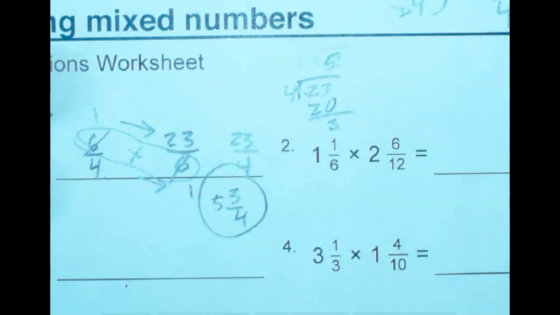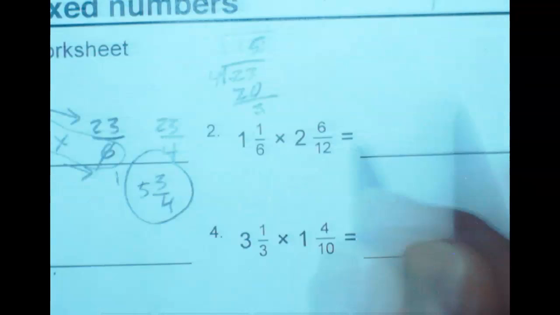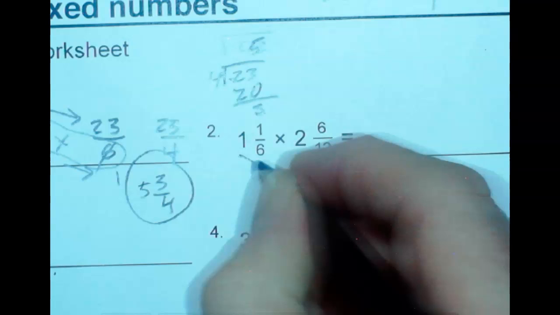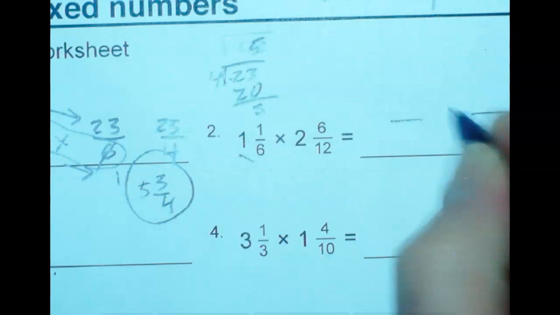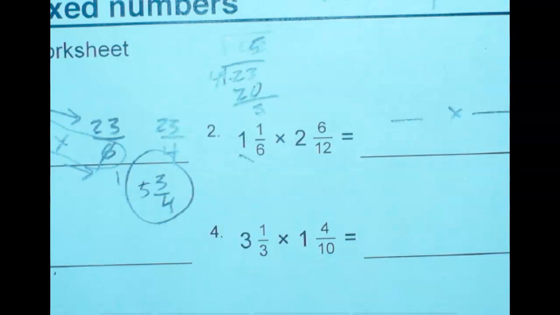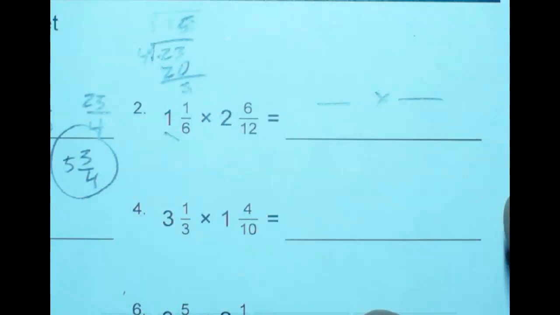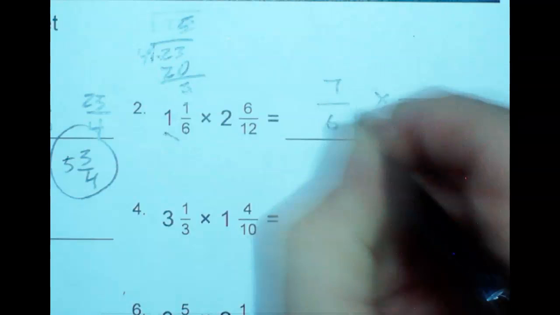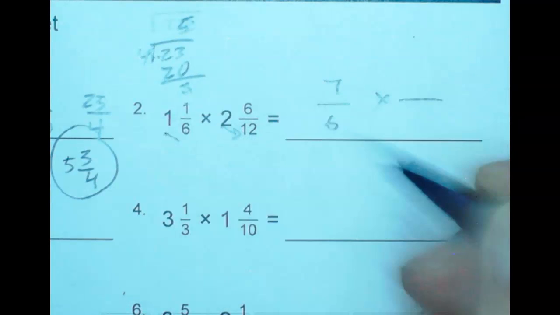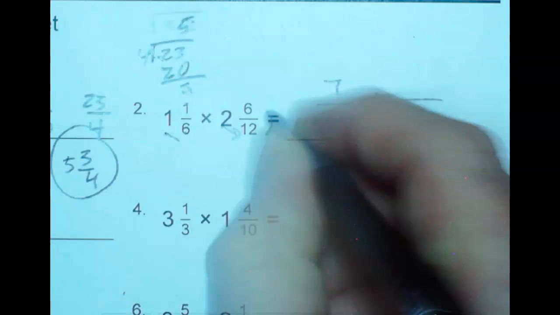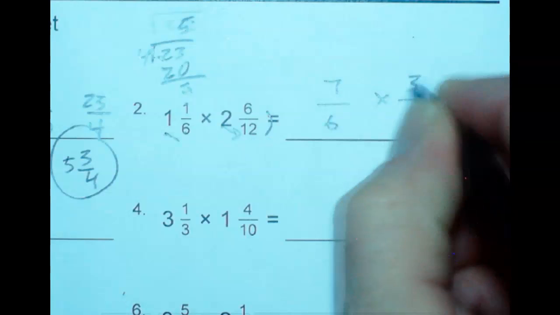Okay, let's go ahead and do this one right next door. We'll first make them into improper fractions, then we'll multiply. So 1 times 6 is 6, plus 1 is 7/6 over here. 2 times 12 is 24, plus 6 gives me 30/12.